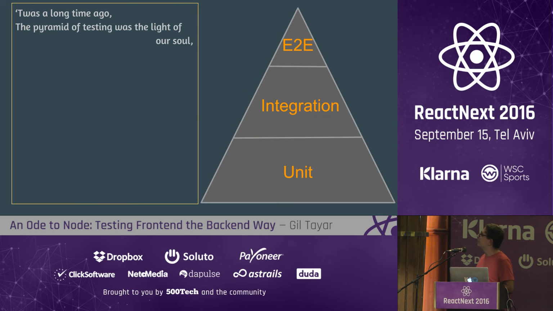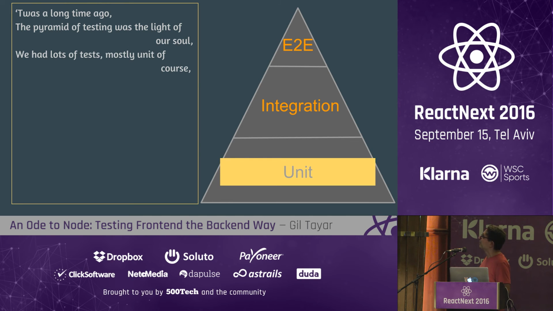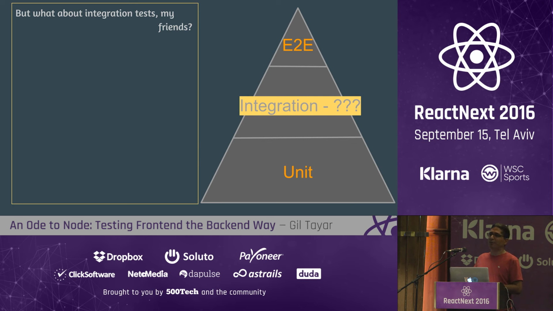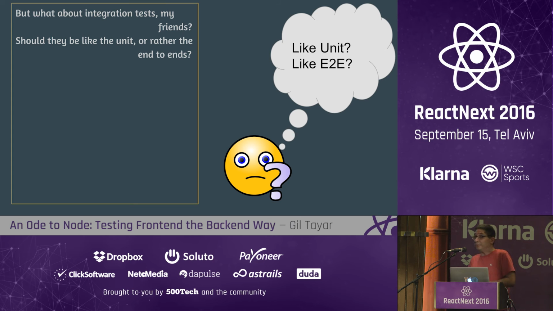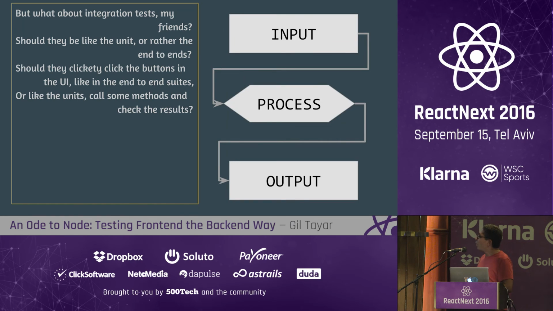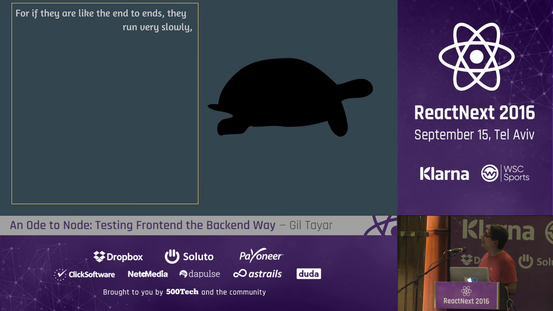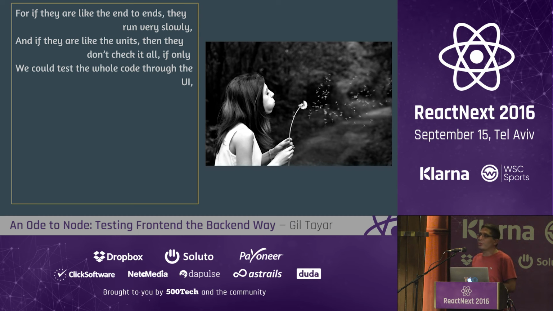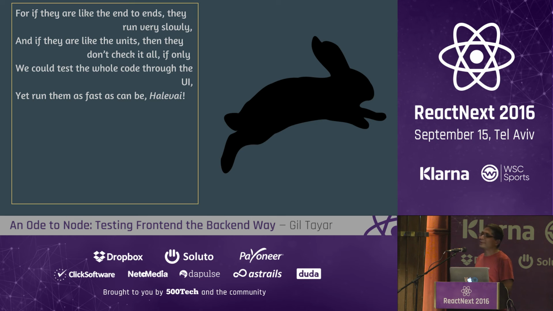It was a long time ago. The pyramid of testing was the light of our soul. We had lots of tests, mostly unit, of course, and a small set of end-to-end tests, which we did without remorse. But what about those integration tests, my friend? Should they be like the unit, or rather, the end-to-ends? Should they clickety-click the buttons in the UI, like in the end-to-end suits? Or like the units, call some methods and check the results? And I'm sorry if some of these rhymes appear a bit obtuse. For if they are like the end-to-ends, they run very slowly. And if they are like the units, then they don't check it all. If only we could test the whole code through the UI, yet run them as fast as can be. Halevai.